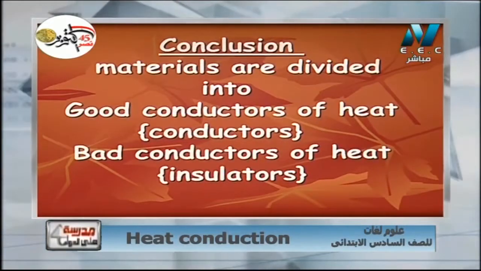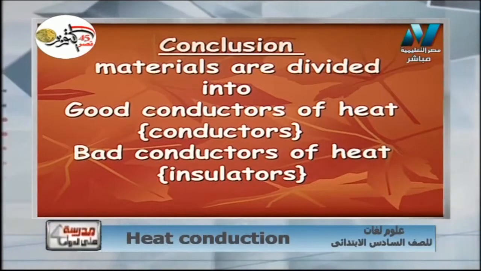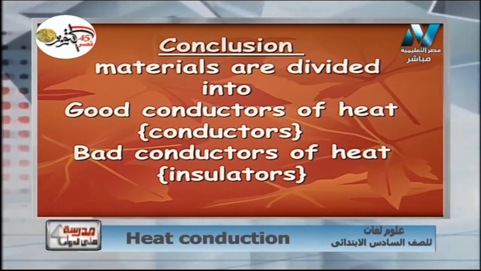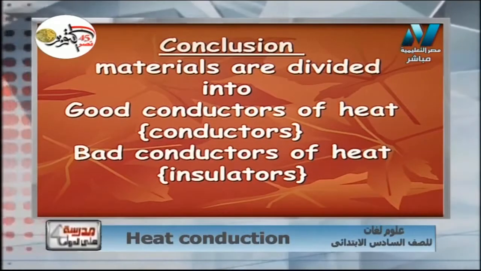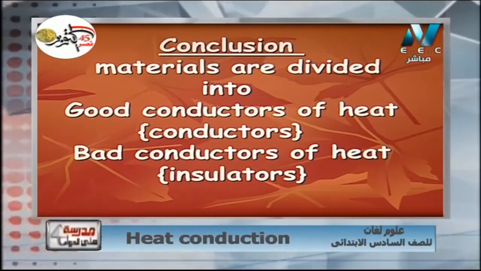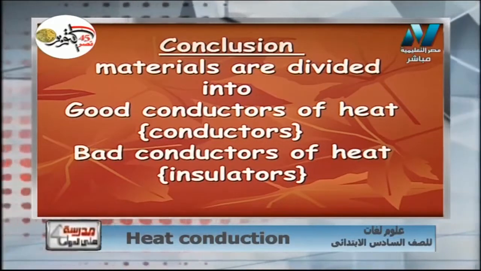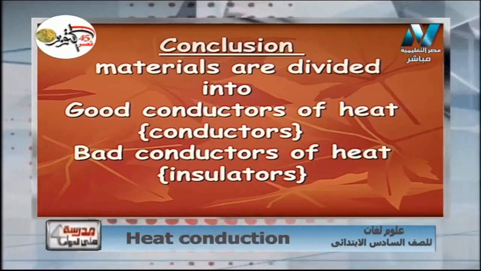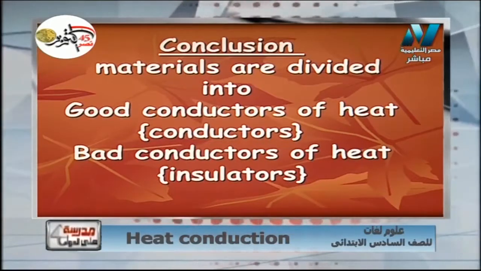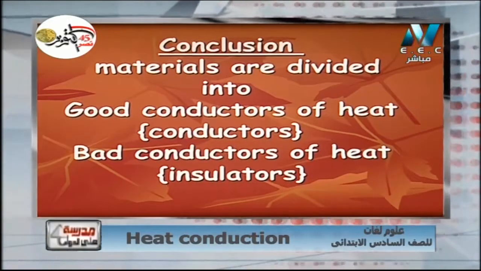So now our conclusion is that materials are divided into two types, which are good conductors of heat, and you can say conductors, and bad conductors of heat, and we can say insulators, أو المواد العازلة. مع أن التسمية مش دقيقة قوي لأن مفيش مادة عازلة تماماً للحرارة، لكن بنقول مادة عازلة أو رديئة توصيل الحرارة، لكن التسمية الأدق هي أن أنا أقول bad conductor of heat. So I can say all materials are divided into two types which are good conductors and bad conductors of heat.